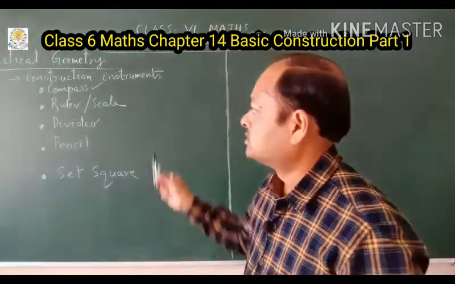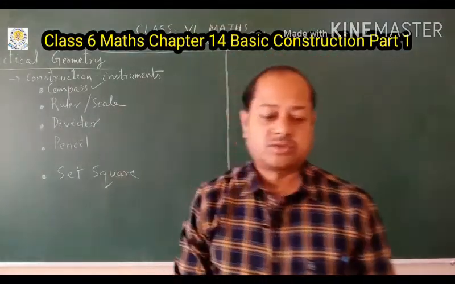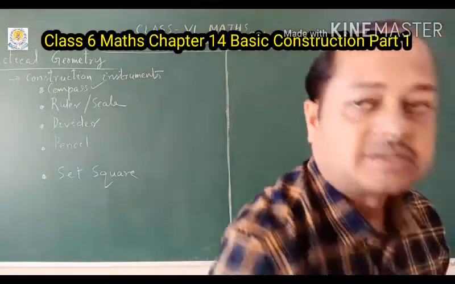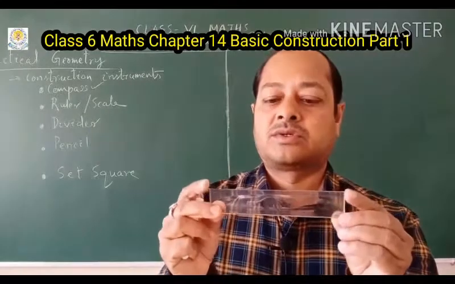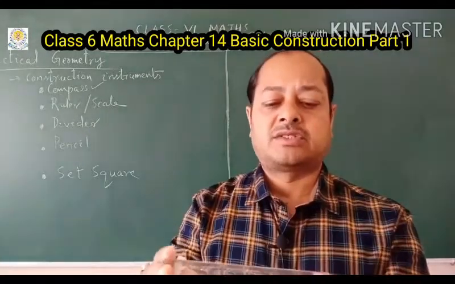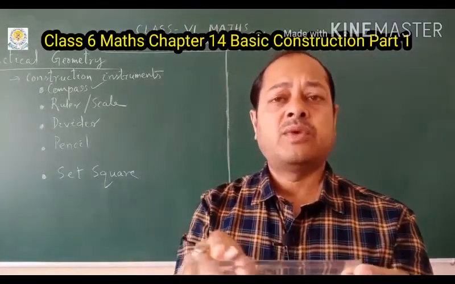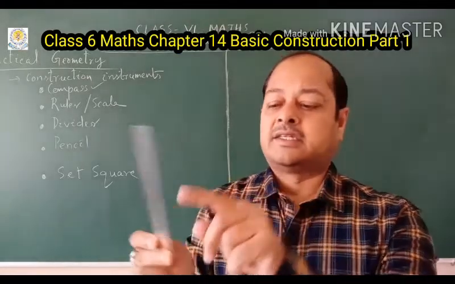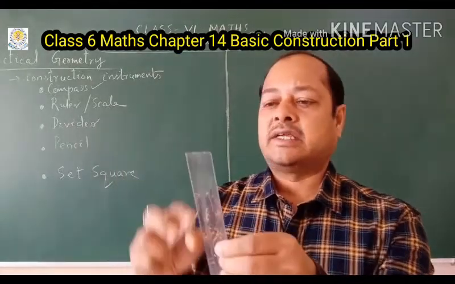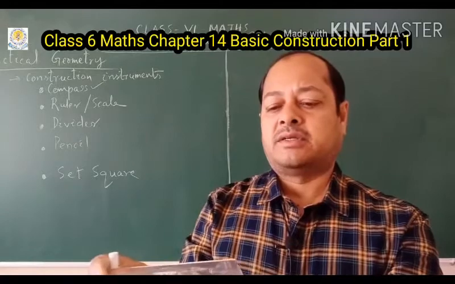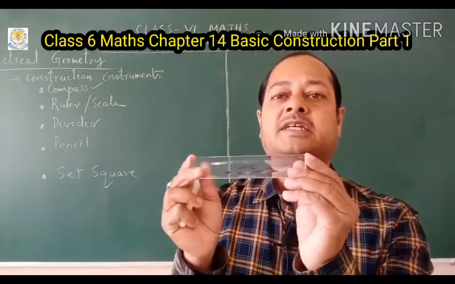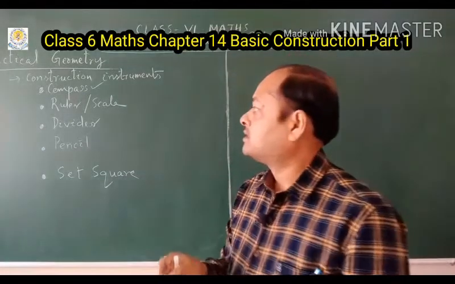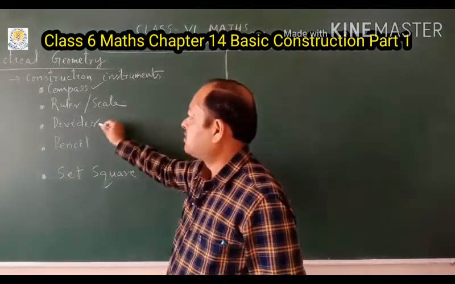Next is the ruler, or you can call it a scale. For construction you need this. It has two sides: one is the centimeter side, and the other side is the inch side. There are 15 centimeters given in this scale. Now next one is the divider.